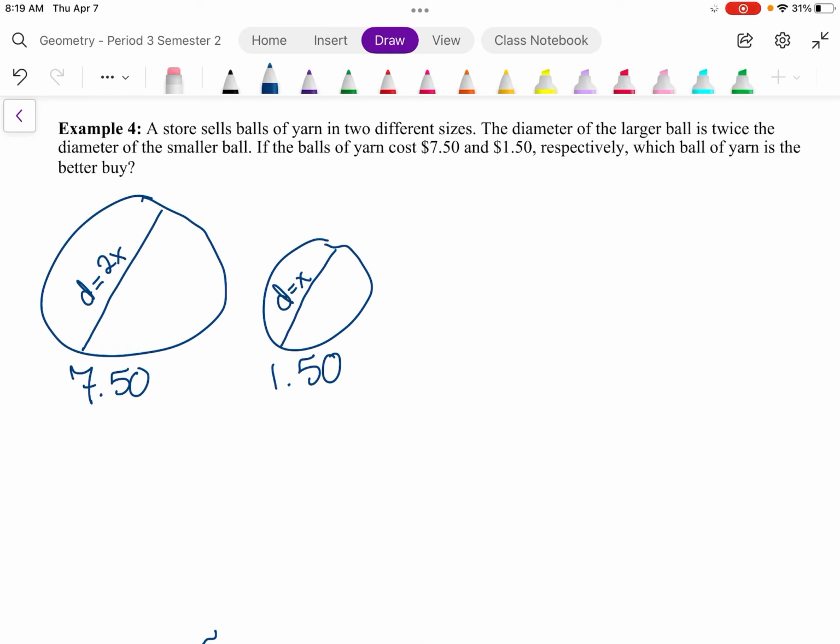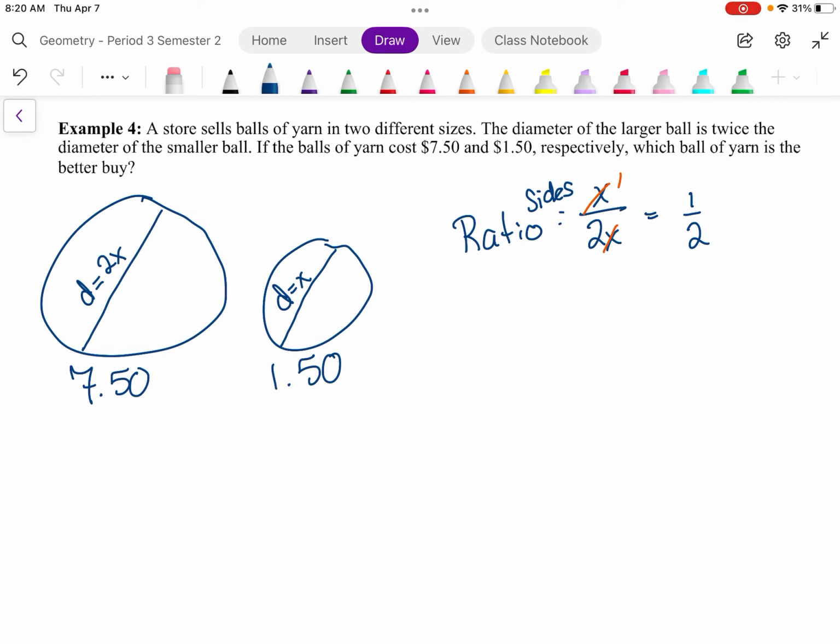So looking at this, we are going to write a scale factor ratio. So our ratio for our sides, I'm going to put the smaller one on top, so that would be x over 2x. And you'll notice we'll be able to simplify this because there's an x in both the numerator and the denominator. So this can be simplified to 1/2. So that's the ratio of the sides.